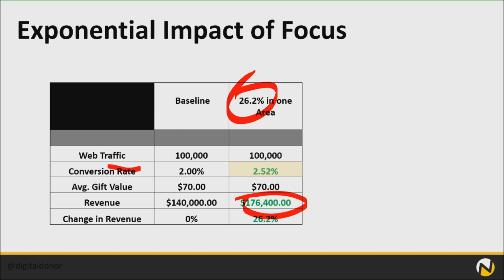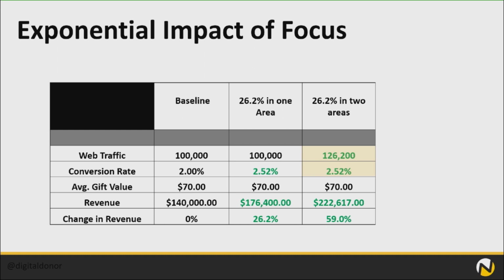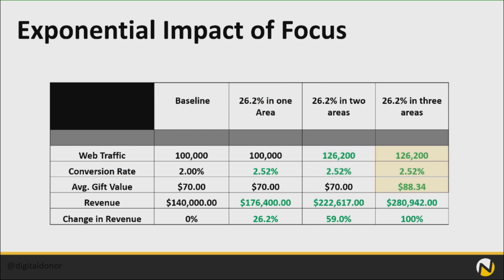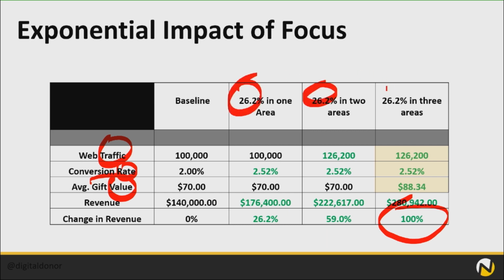But what if I get a measly 26% increase in two areas like traffic and conversion? Look at my money. Now I'm up 59%. Okay? Even better, what if I get it in 3 areas? Increase average gift, conversion rate, and web traffic. I have just doubled my revenue. I have just completely doubled my revenue by getting these little measly 20% some gains.